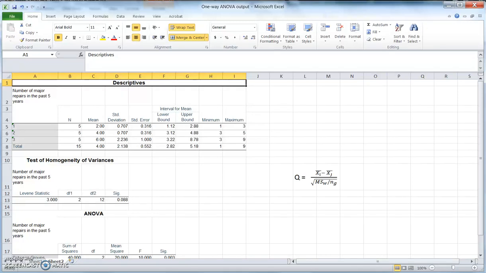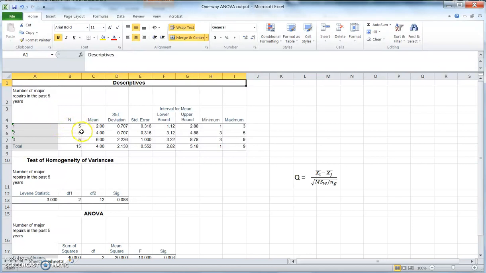In this video, I'm going to show you how to do the Tukey post hoc pairwise comparison manually and compare my calculation with the SPSS output. Let's use the same car model example in which I have 3 different car models. I want to compare whether there is a difference in their number of major repairs in the last 5 years.